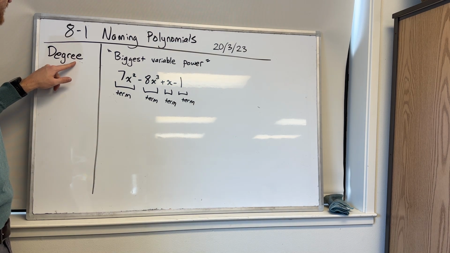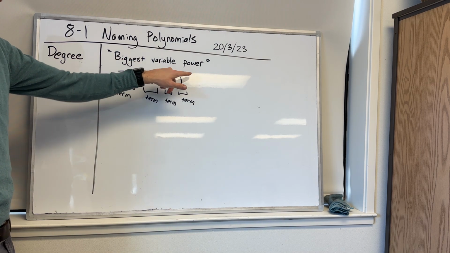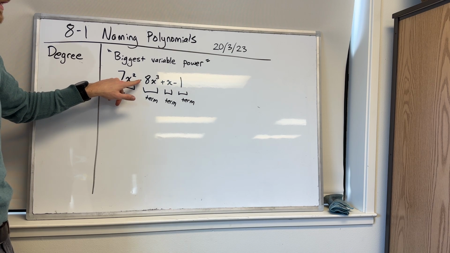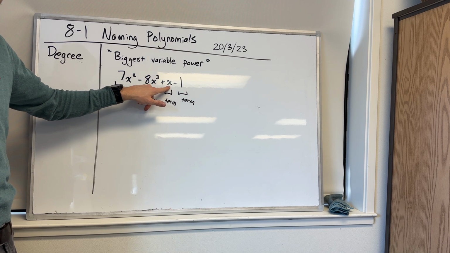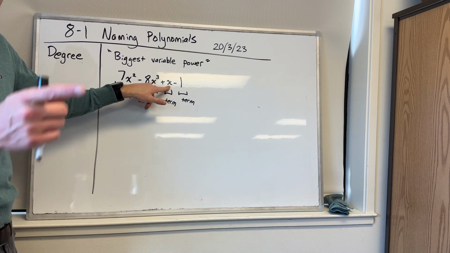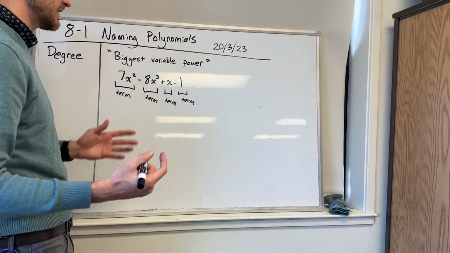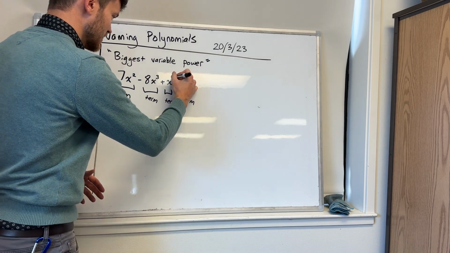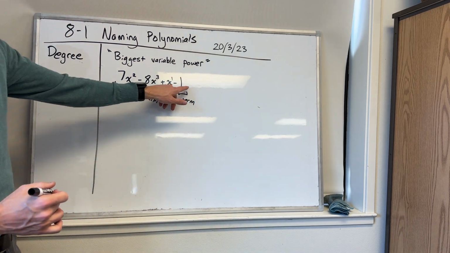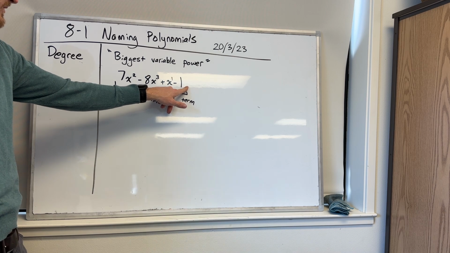I want to look for this guy, the degree, the biggest variable power. So this variable has a power of 2, this variable has a power of 3, this variable has a power of what? 1, yeah. So I'm going to go ahead and label that. Usually on a quiz, test, or any sort of assessment, I'm not going to give it to you. You should always know that that's a 1. And this doesn't have a variable, so you don't have to worry about that one.